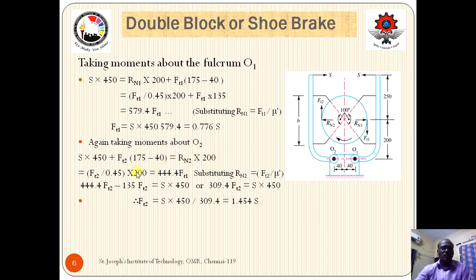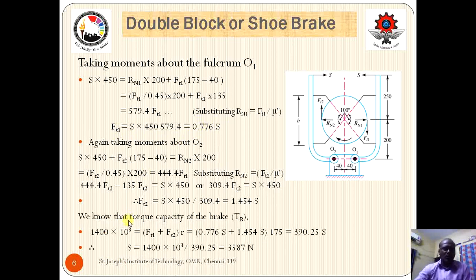Okay, so convert all the values in terms of Rn. I am going to substitute in terms of Rn2, Ft2 by mu, into 200, equal to 444 Ft1. So reduce all the values, and finally you will get Ft2 equal to 1.454 S. And Ft1 is equal to 0.776 S.